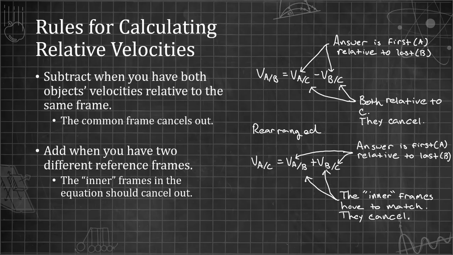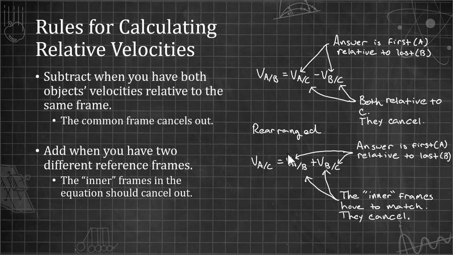Now, this is great because it allows us to rearrange the equation, and it becomes a powerful tool for us to figure out relative velocities to each other, and also something called frame switching, where we want to change the frame of reference of some object velocity.